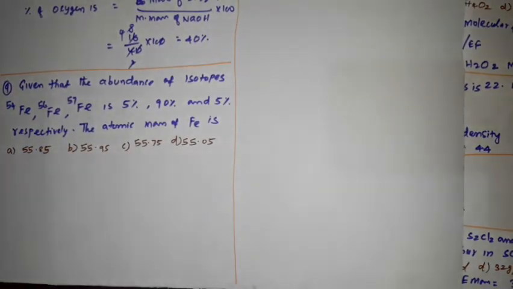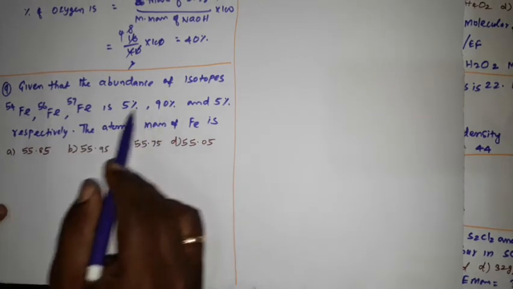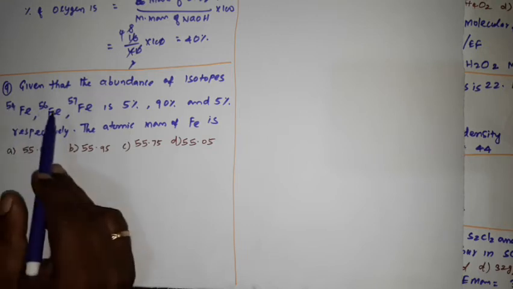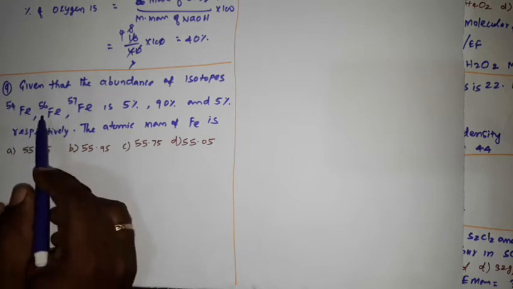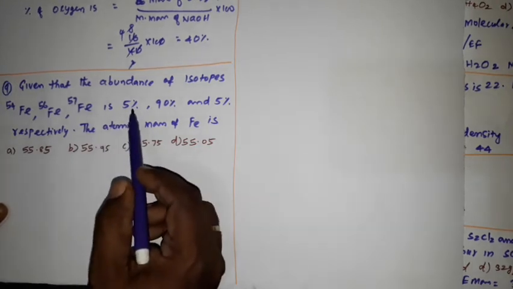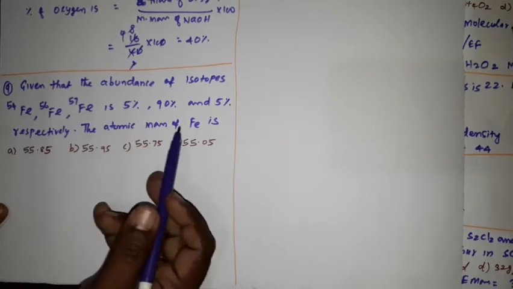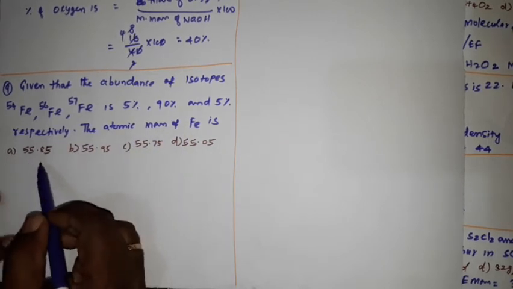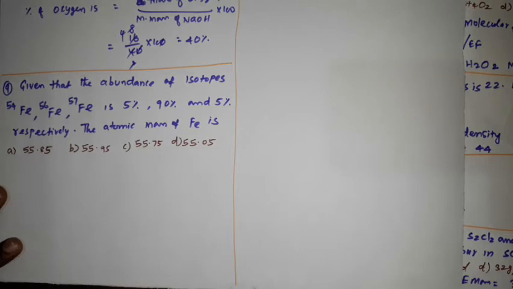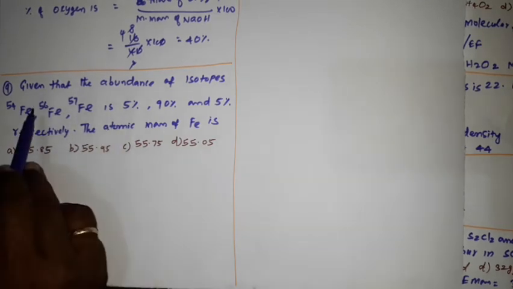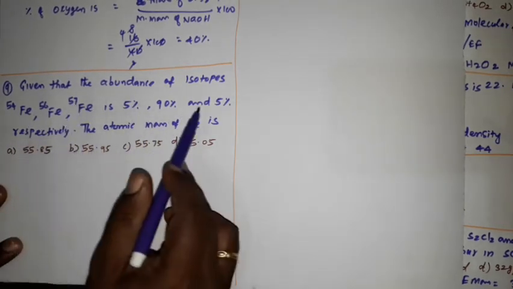Question number 9. Given the abundance of isotopes of Fe, that is iron: 54, the atomic mass is 54, then 56, then 57 is 5%, 90% and 5% respectively. The atomic mass of iron is option A 55.85, option B 55.95, option C 55.75, option D 55.05. Here the percentage is given. This 54 is 5%, 56 is 90% and 57 is 5%.